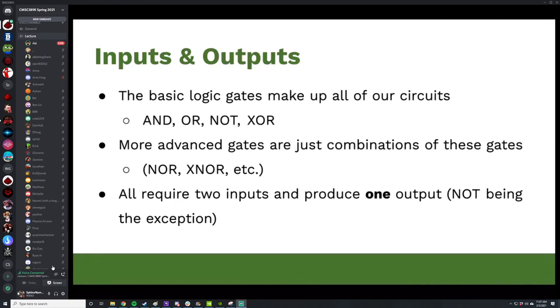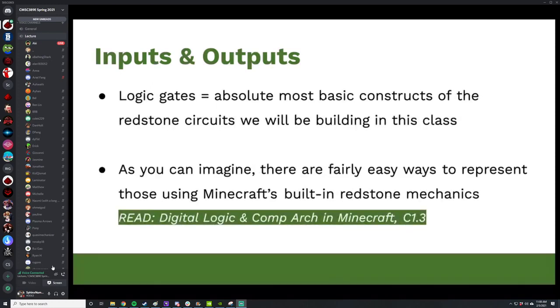And as we look at these logic gates and go into how to build them, I want to talk a little bit about the characteristics of them, and move forward from there. So from a very theoretical standpoint, we know that all of these gates, AND or XOR, require two inputs and produce one output, with the NOT gate being the exception since it's the inverter, right? And they are the absolute most basic constructs of the Redstone circuits we will be building in this class.